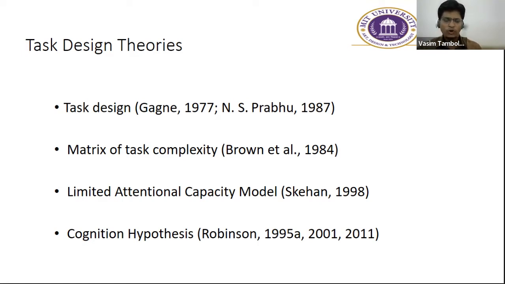Skehan talks about his model. He argues that the human brain has limited capacity. So when a learner tries to focus on form, that is accuracy, his attention to meaning gets reduced. So either there could be development in more accurate performance versus more fluent or complex performance.